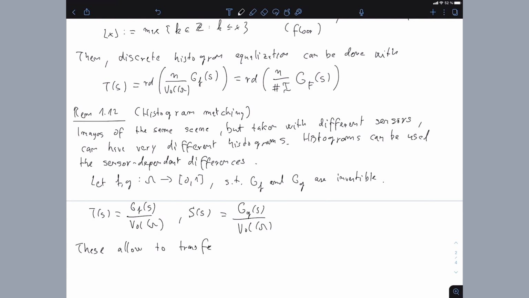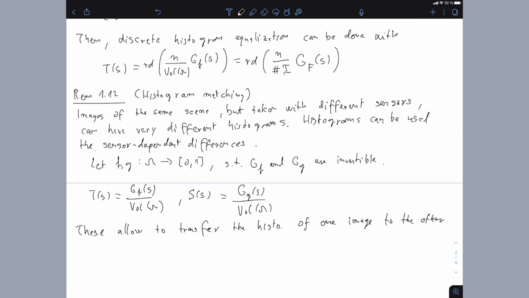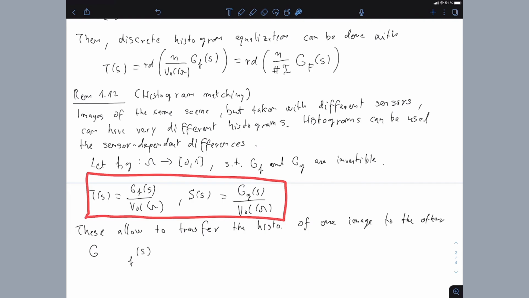Transfer the histogram of one image to the other. Perhaps somebody can guess how I can use these two transformations to make f have a histogram of g, or to have a cumulative distribution function of g.